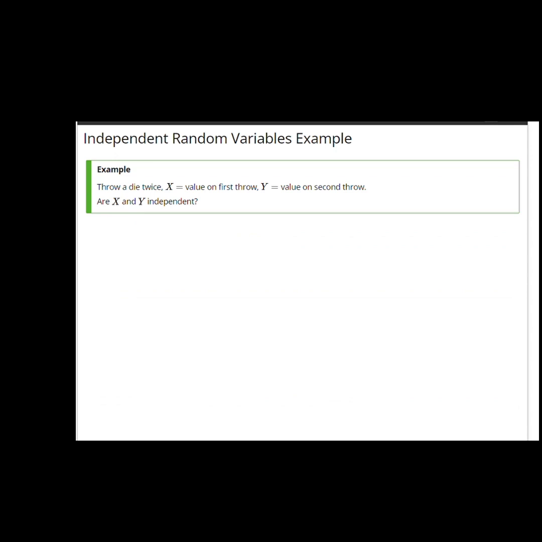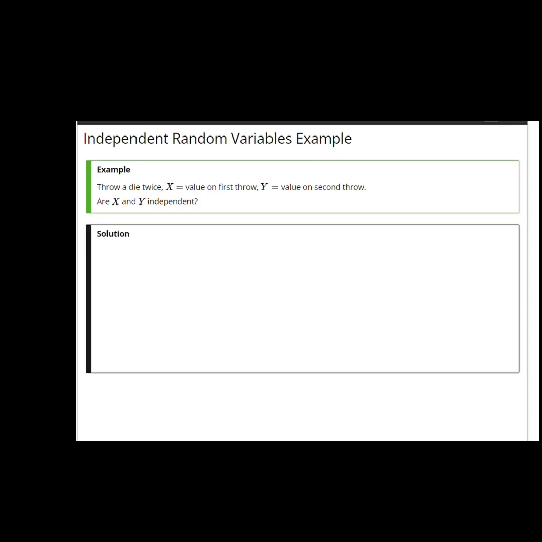Here's another, more obvious example, in fact, of independent random variables. I throw a die twice. X is the value I obtained on the first throw, and y the value I obtained on the second throw. The question is, are x and y independent of one another? Intuitively, the answer is obvious. The first throw can't affect the value we obtained on the second.